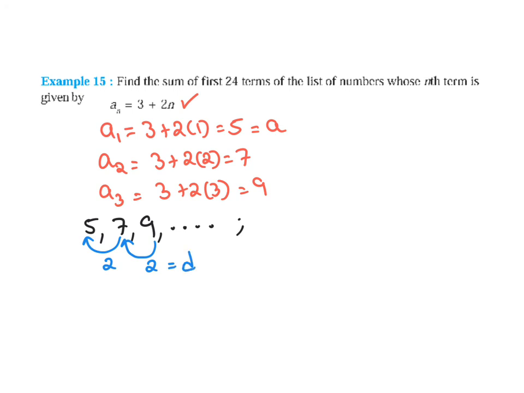We are supposed to find the sum of the first 24 terms. So we are supposed to find S24. The sum of the first 24 terms. So n is 24. Do we know the first term a? Yes, 5. Now, do we know what's the common difference? Yes. Now we can apply the formula, the sum of the first n terms, and find out what it is.